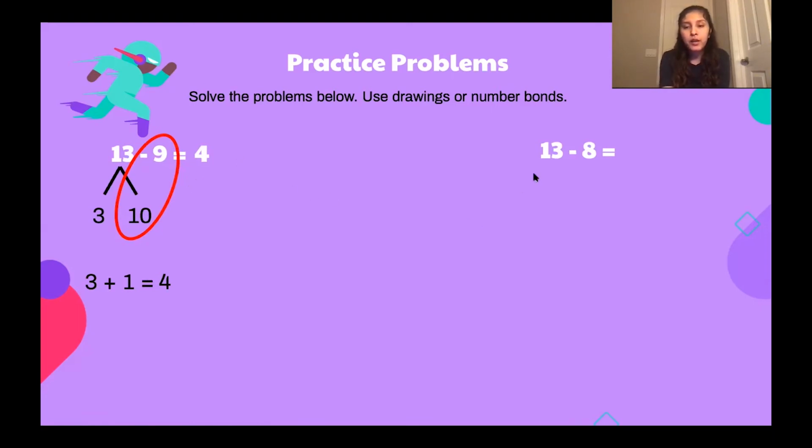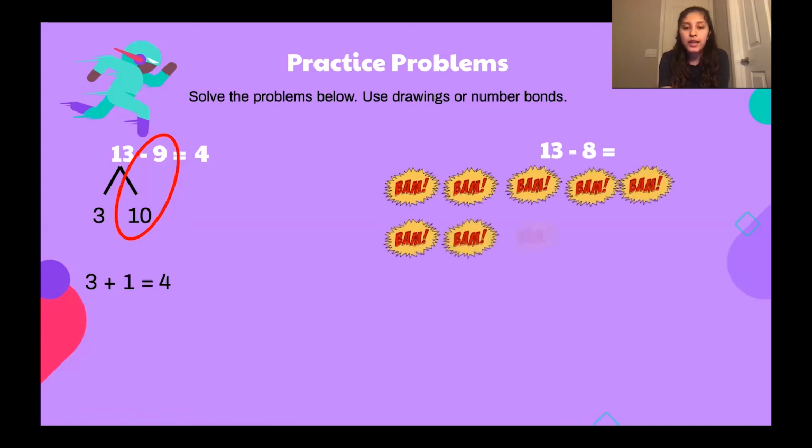Okay. Now for 13 minus 8, I'm going to go ahead and use the drawings of the BAMs. So 1, 2, I'm going to have 13 because I need to subtract 8. So 1, 2, 3, 4, 5, 6, 7, 8, 9, 10. There is my 10th ring. So I'm going to start another one in the bottom.